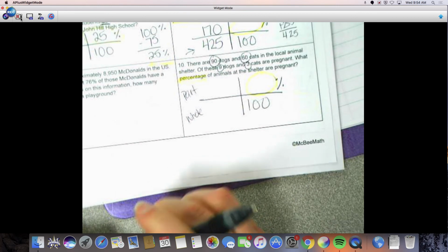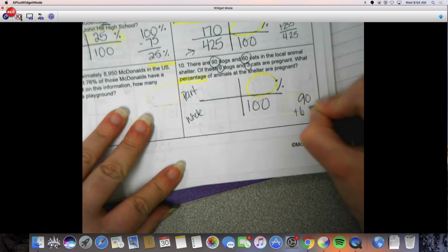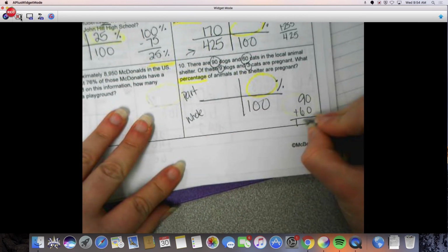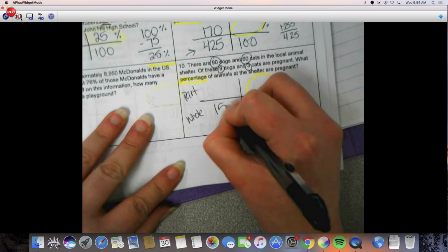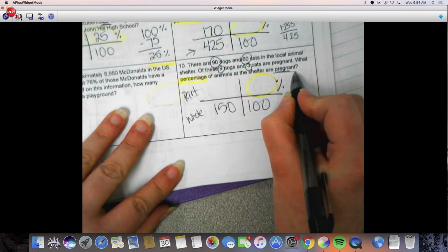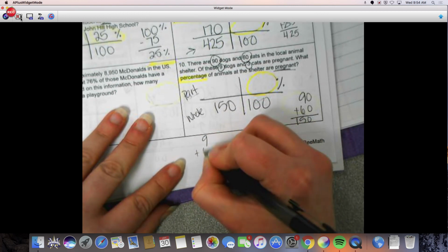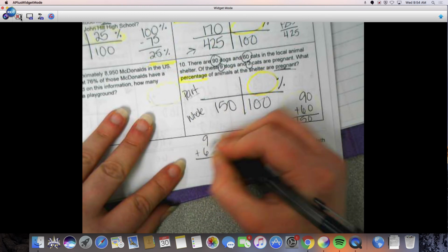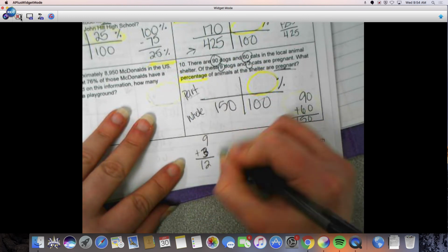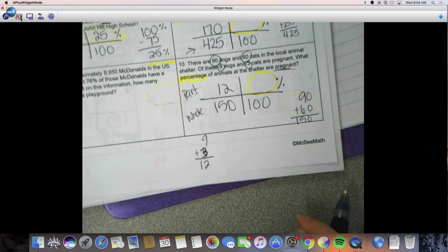How many total animals do we have? 90 plus 60, because 90 dogs, 60 cats, which gets us what? 150. That's our whole. The part is how many are what? Pregnant. So we have to add 9 dogs that are pregnant and 3 cats that are pregnant. And what do we get? 12. So that's our part. All right, not too bad. You just have to read it really carefully.